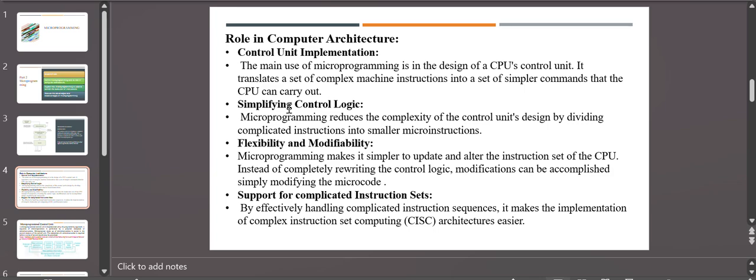Flexibility and modifiability. Microprogramming makes it simpler to update and alter the instruction set of a CPU instead of completely rewriting the control logic. Modifications can be accomplished by simply modifying the microcode. And support for complicated instruction sets: by effectively handling complicated instruction sequences, it makes the implementation of complex instruction set computing architecture easier.